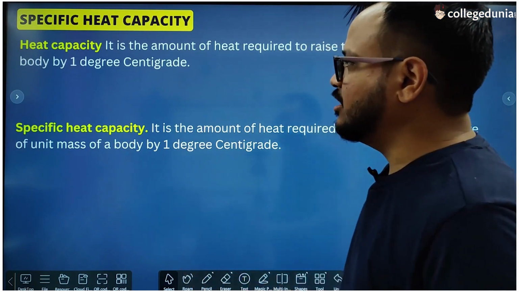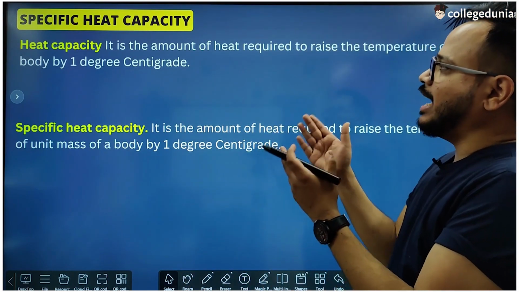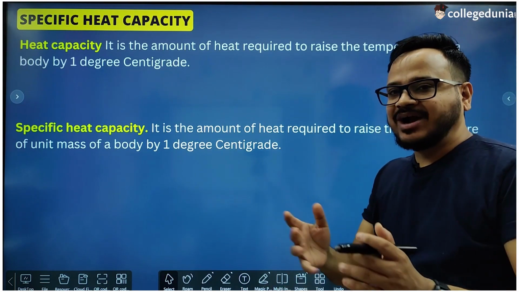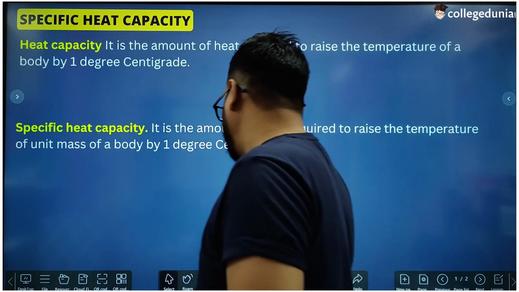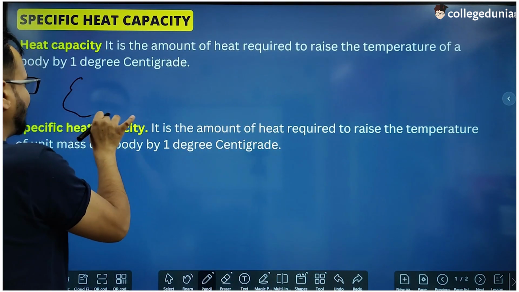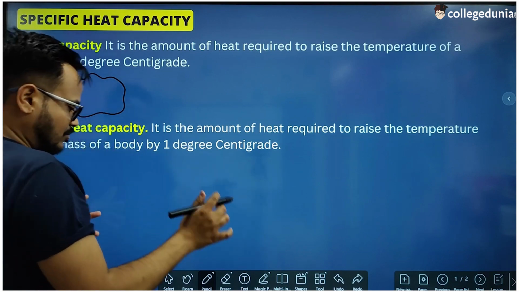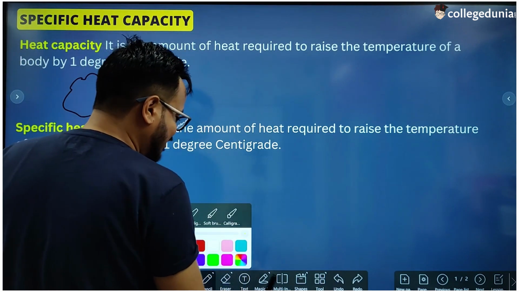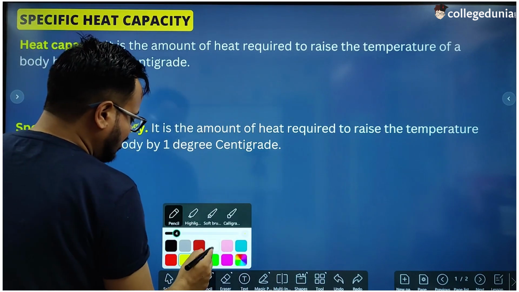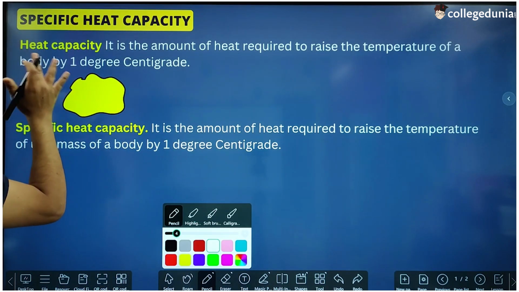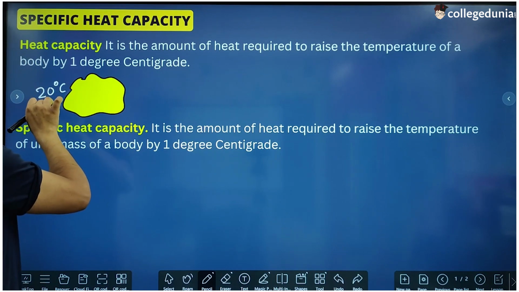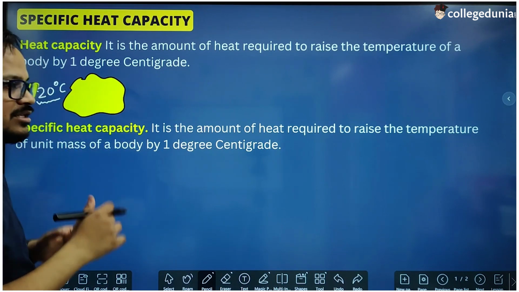So what is the heat capacity of a body? It is simply the amount of heat required to raise the temperature of a body by 1 degree centigrade. For example, let's suppose that we have a body, not our body, any body. So this is the body, and the temperature of this body right now is, suppose, 20 degrees centigrade. And now we start heating this body.